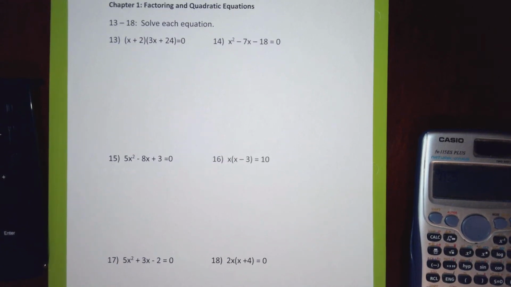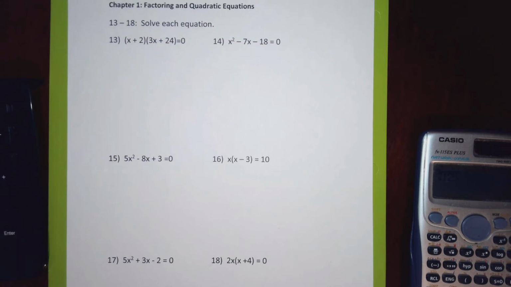So the next group of problems, 13 through 18, all have equal signs. These are the problems that kind of come from section 1.8. My goal for all the problems that are on the sheet right now is to get the left side factored and the right side 0. If I have the left side factored and the right side 0, then I can just set the insides of the parentheses equal to 0 and solve. If I don't have the right side 0, factoring is no good. If I don't have the left side factored, I'm not in a good place.